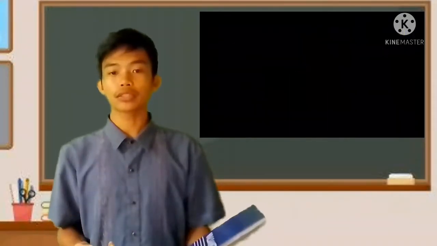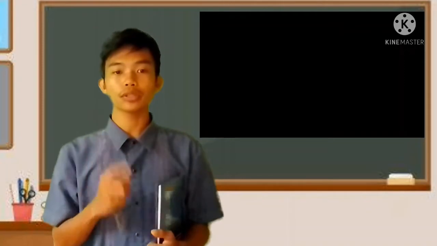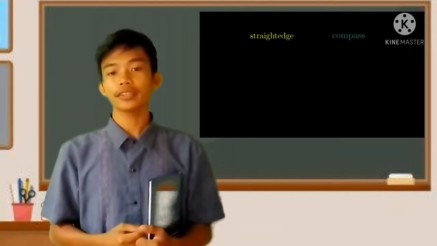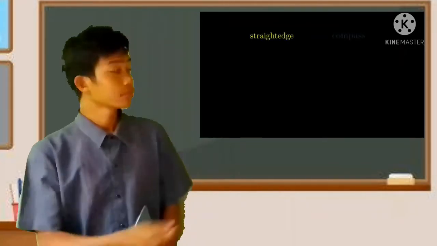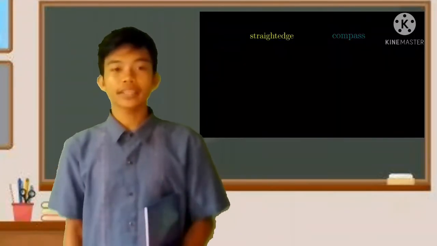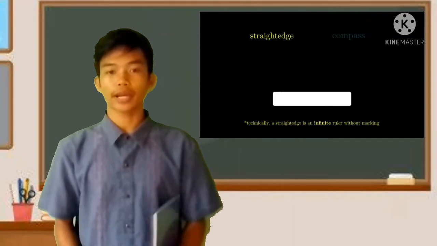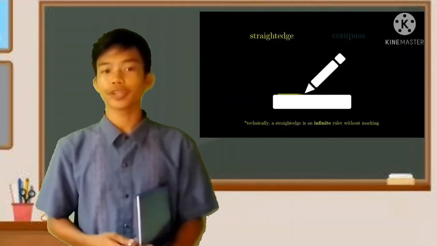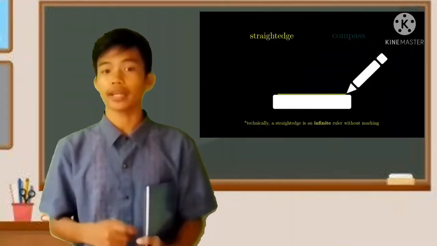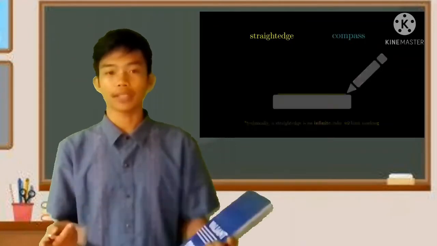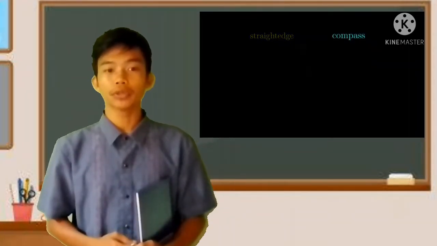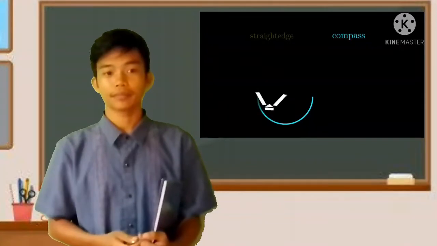To Apollonius, there are only a couple of tools we can use: a straight edge and a compass. A straight edge is like a ruler, but without any markings on it. So together with a pencil, we can draw straight lines but not measure any distances. A compass, on the other hand, allows you to draw a circle.